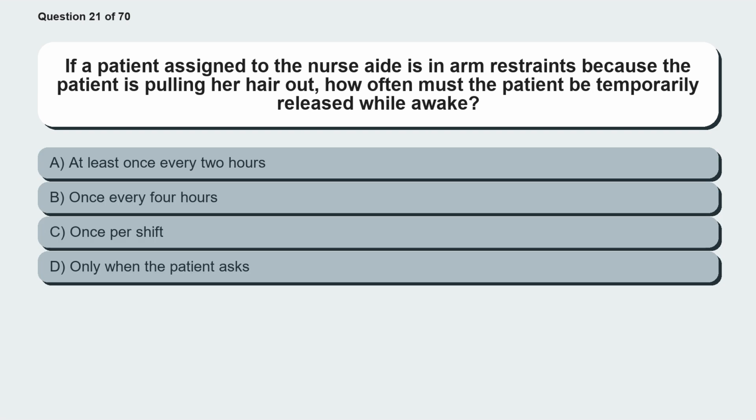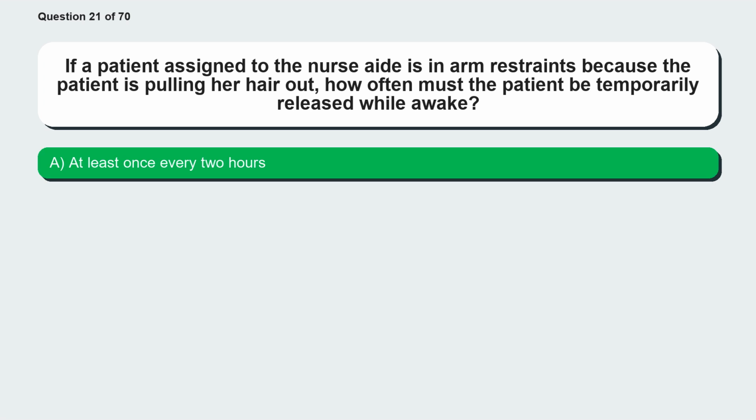Question 21. If a patient assigned to the nurse aide is in arm restraints because the patient is pulling her hair out, how often must the patient be temporarily released while awake? Option A. At least once every 2 hours. Option B. Once every 4 hours. Option C. Once per shift. Option D. Only when the patient asks.